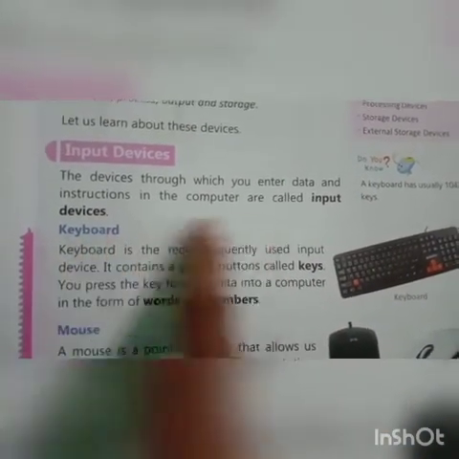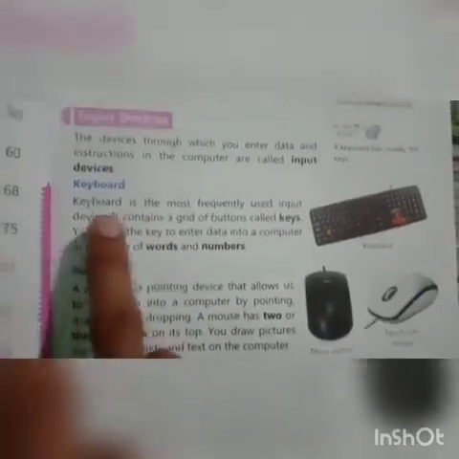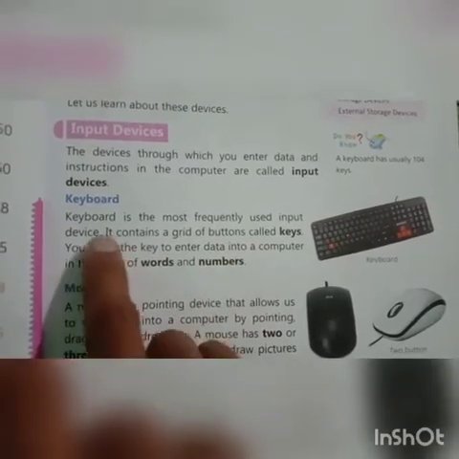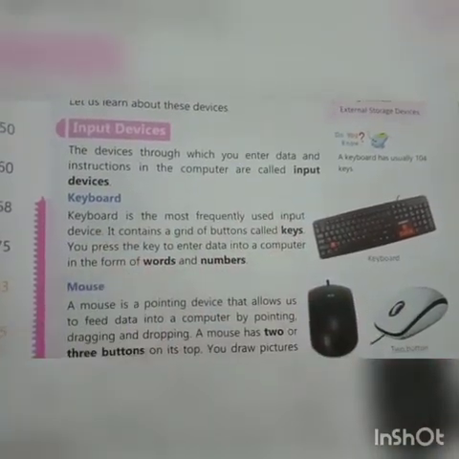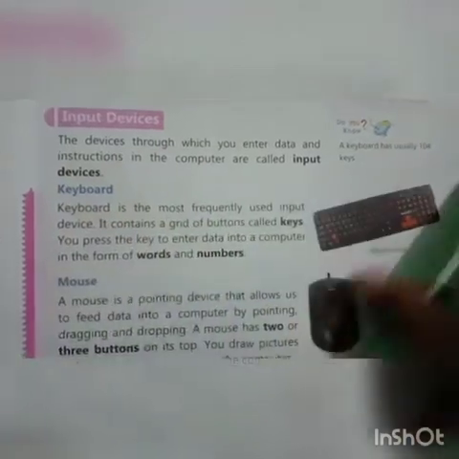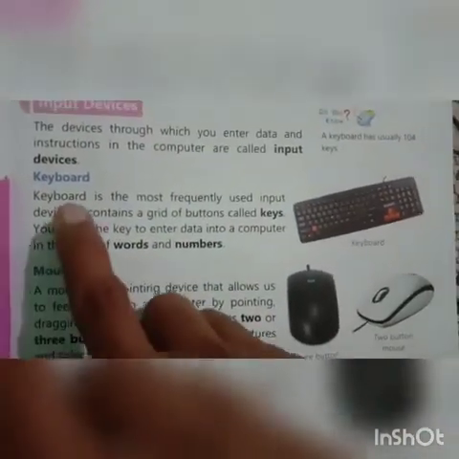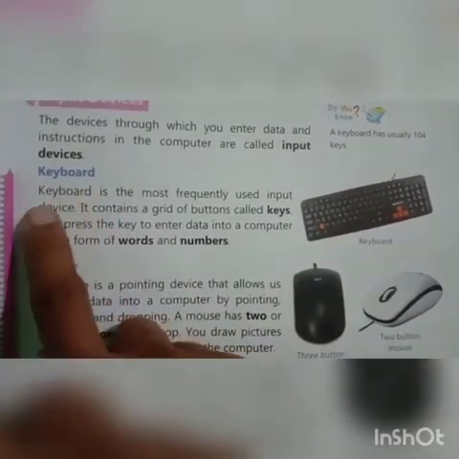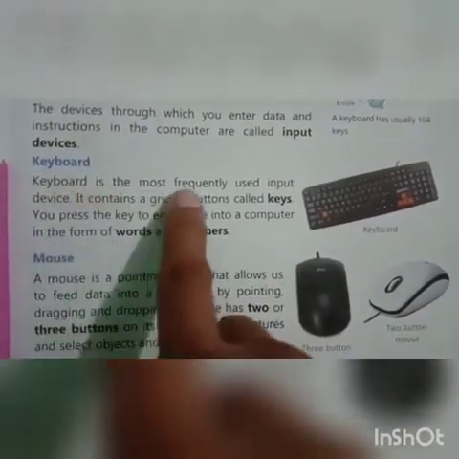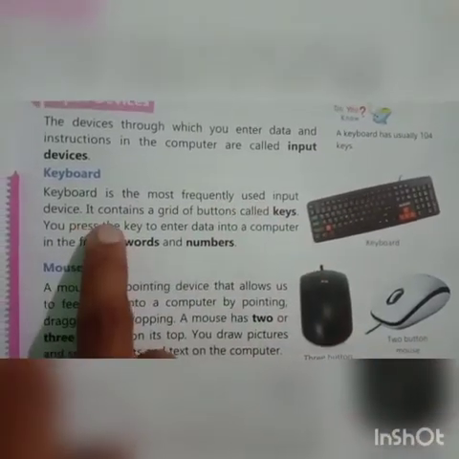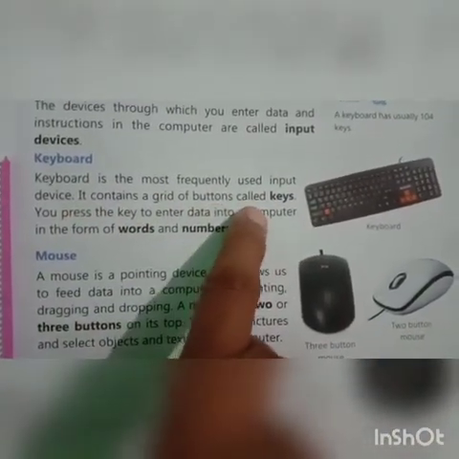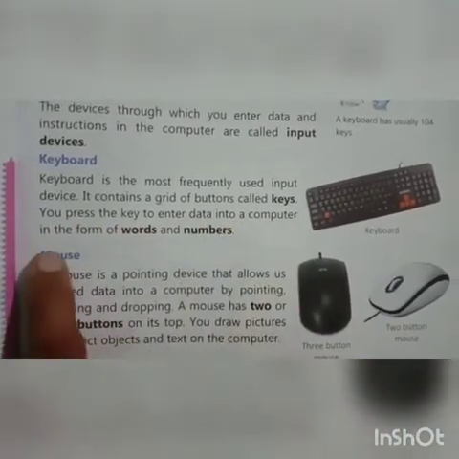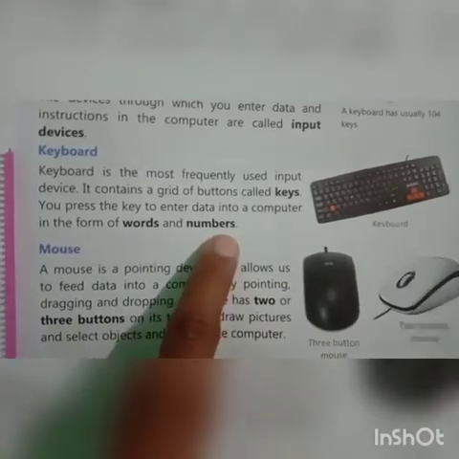There are some examples of input devices, like keyboard, mouse and others, because we give data and information through these devices. Like keyboard, if you want to enter any data, you will mostly use the keyboard. The keyboard is the most frequently used input device. It contains a grid of buttons called keys. You press the keys to enter data into the computer in the form of words and numbers.